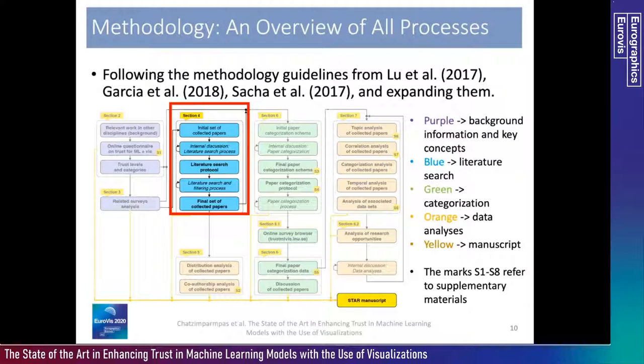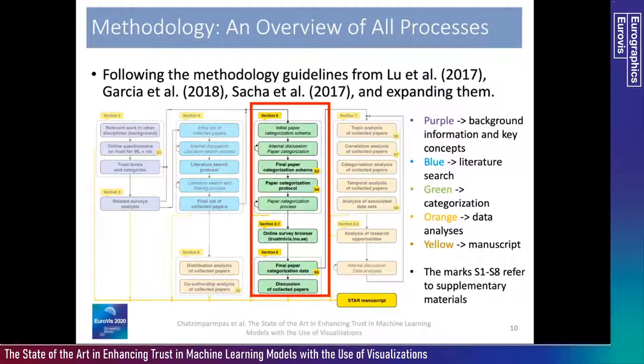Our first step was a pilot phase where we gathered work closely related to the subject and extracted pairs of keywords relevant to trust and machine learning. Those keywords were used in combinations of two while searching in well-known visualization and machine learning journals, conferences, and workshops. We classified the papers we collected by dividing them into approved, uncertain, or removed if not relevant, as shown in green. A specific protocol of communication was used to avoid any misalignments with the colleagues.